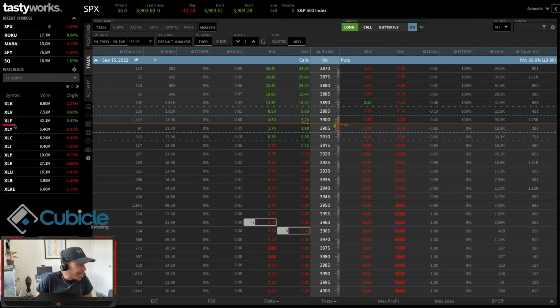So the next sector that has the next highest weight is the financial sector, right, or XLF. And so the XLF, or the financial sector, represents roughly 11% of the S&P 500, and so it too is just barely in the green.